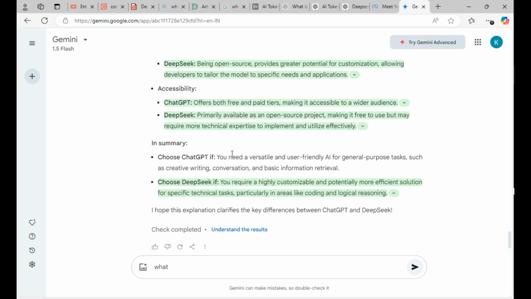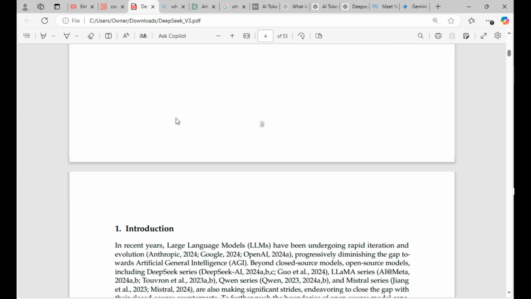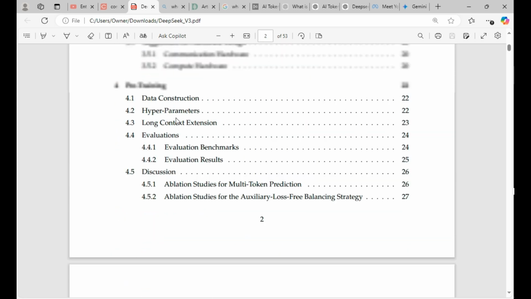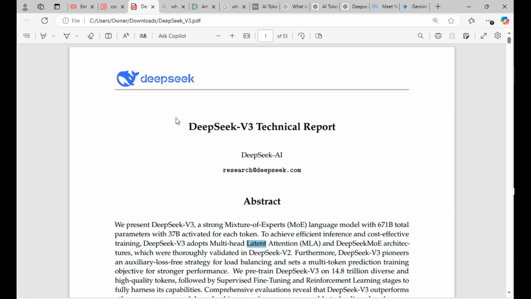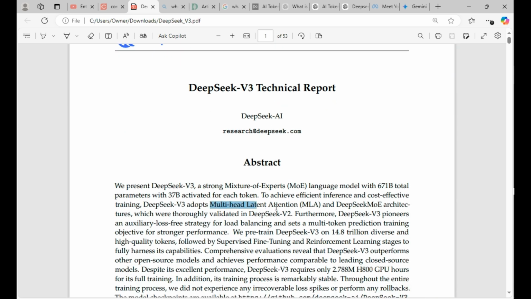I really do, more than just the technical aspect. But nonetheless, let's get into the technical aspect. The first thing is we're not going to break down all 53 pages. What I like to do is focus on one thing, get really good at it, and comprehend it really well: multi-head latent attention.